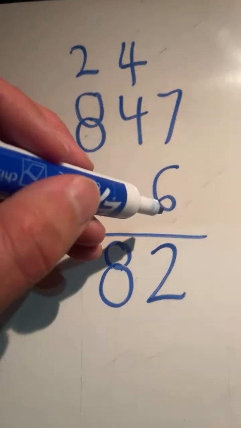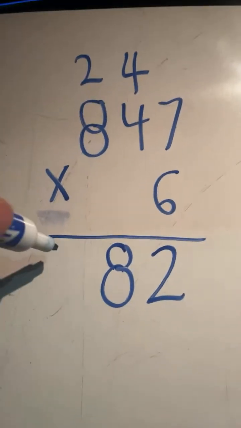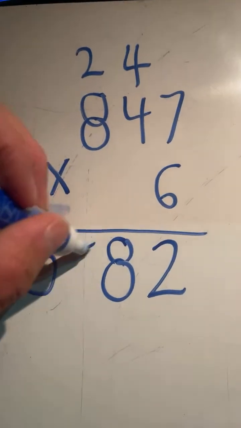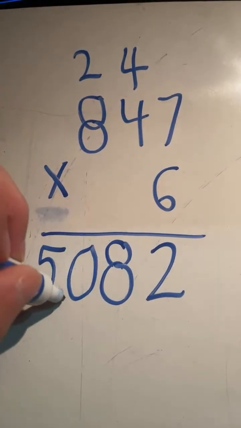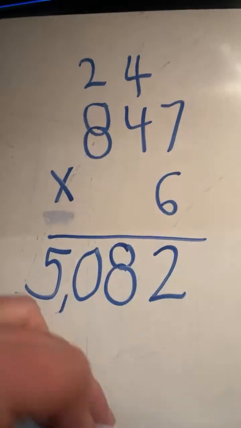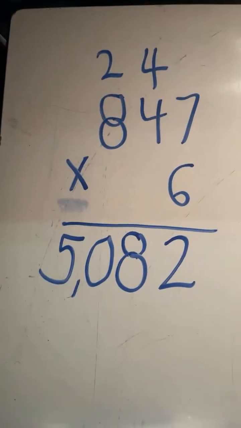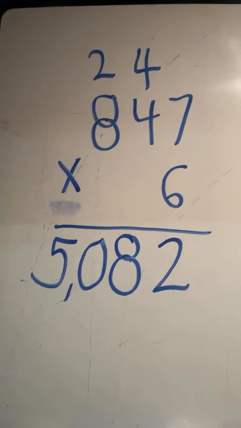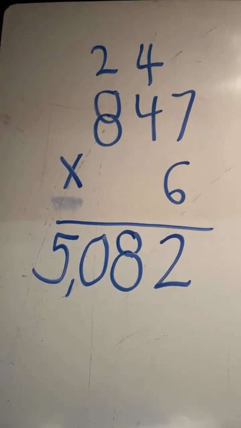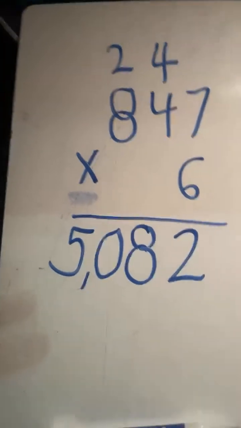8 times 6 equals 48. Plus 2 equals 50. And we have our final answer. 847 times 6 equals 5,082.